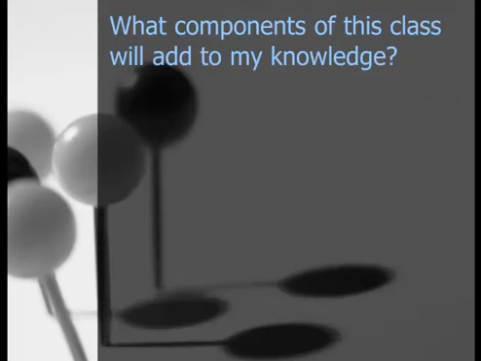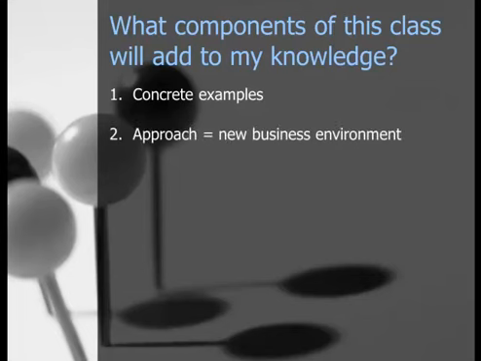So let's talk about what components of this course or video will add to your knowledge of strategic management. First, I want to use some very concrete examples, specifically the analogy of understanding the strategic management process in relation to Google Maps. Secondly, I want to talk about a new approach, particularly the new business environment that makes this process so important. And third, the purpose of strategic management, which is honing the competitive advantage of your business.